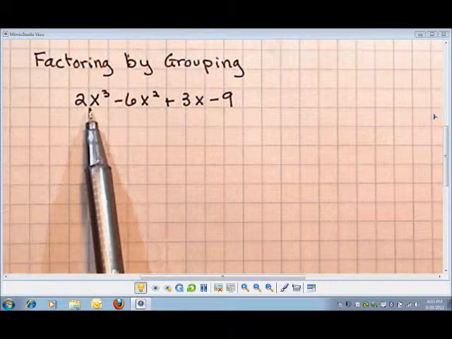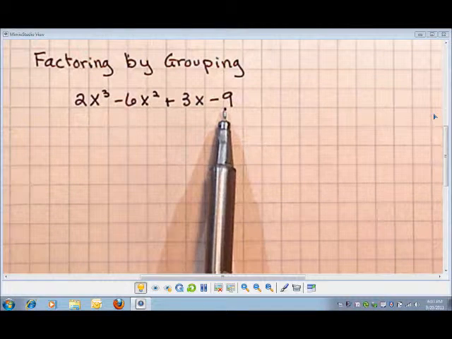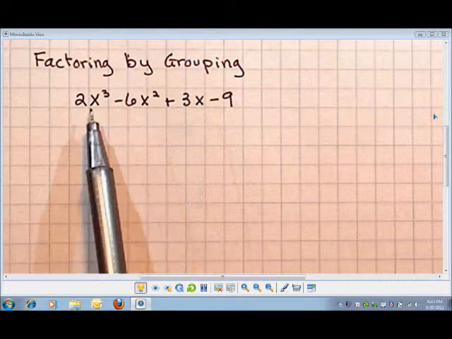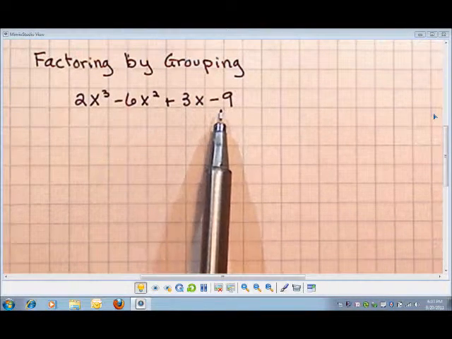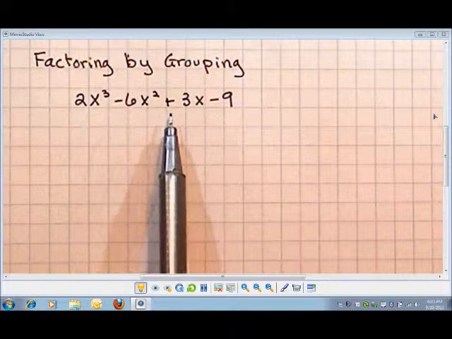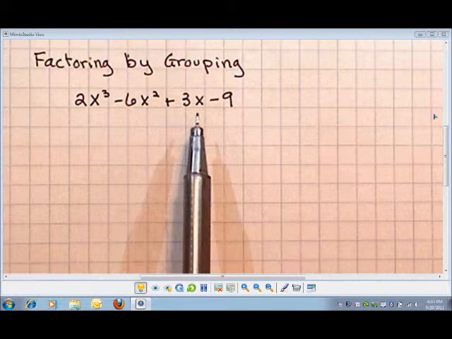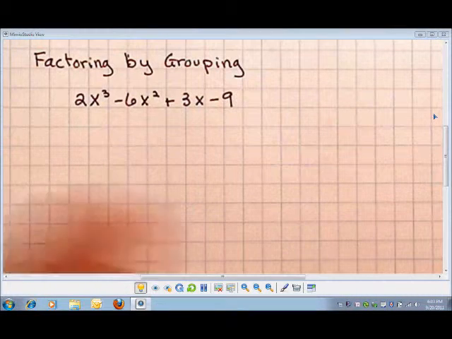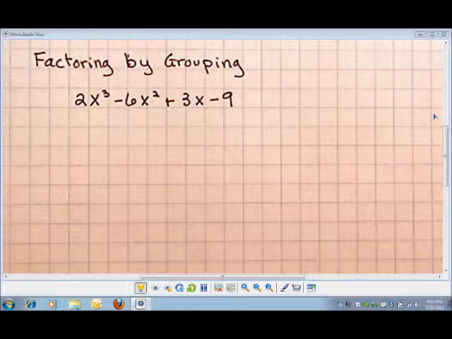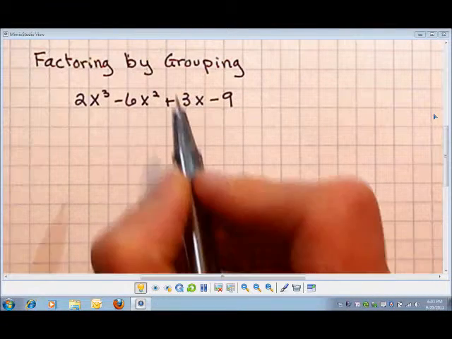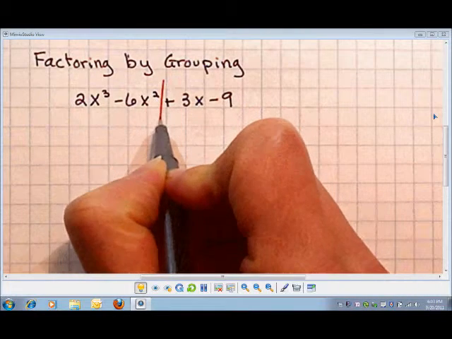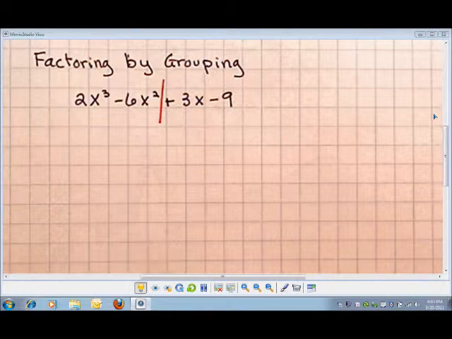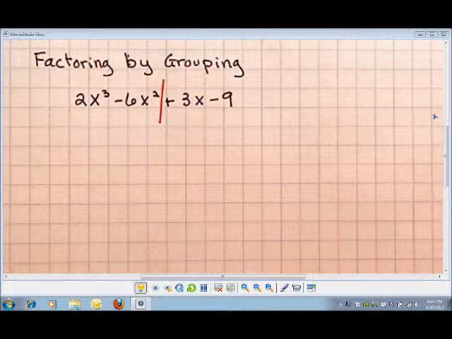This is not a difference of 2 cubes, it's not the sum of 2 cubes, and it's not a quadratic. There are 4 terms. However, if you've been factoring quadratics using the x method, then this will be a piece of cake because this is the second half of that process. So the first thing we're going to do is group our polynomial into 2 equal parts.